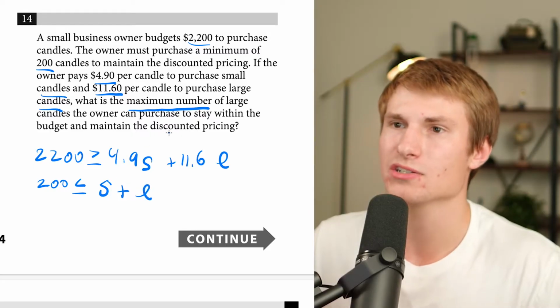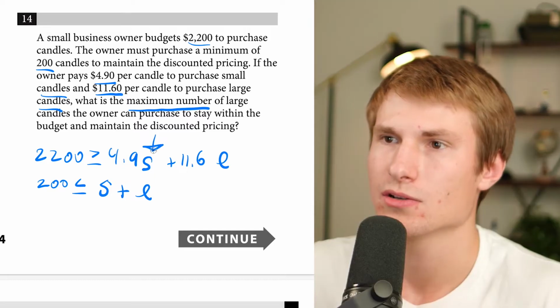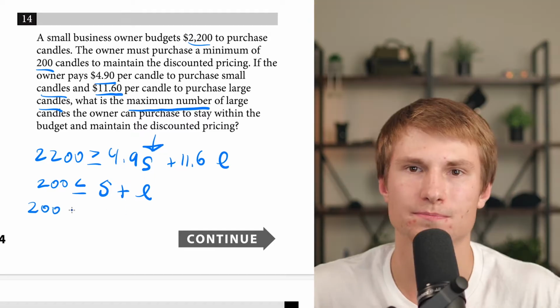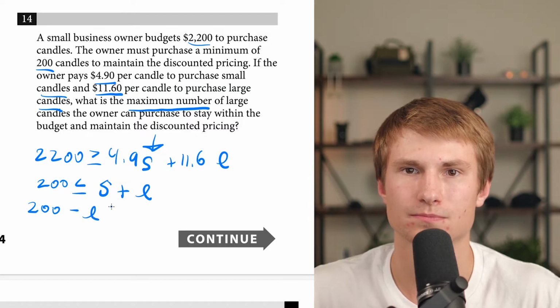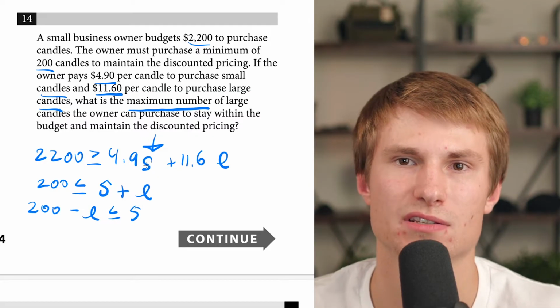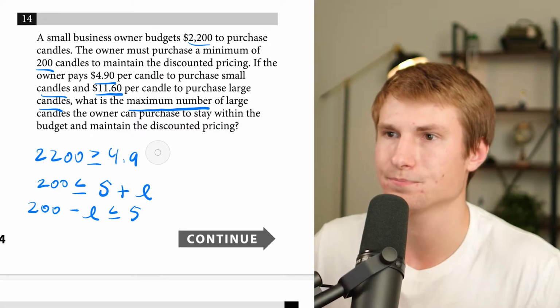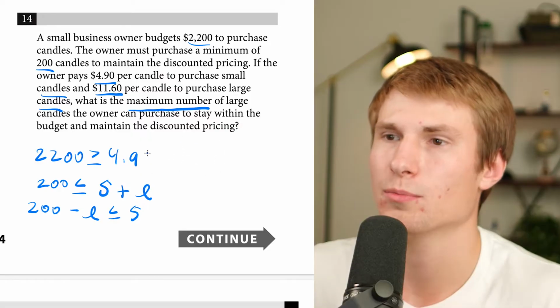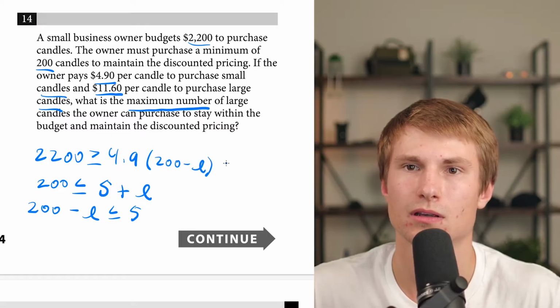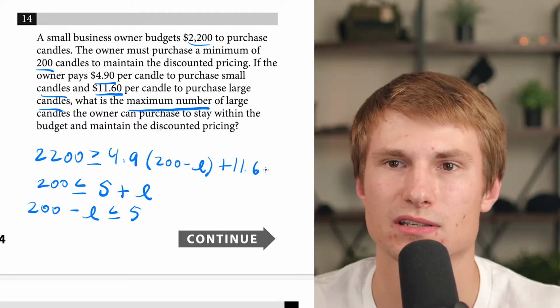Now, we need to solve for the number of large candles. So we need to substitute in for this value of S. To do that, we'll have 200 minus L. It's going to be greater than or equal to S. Now we can substitute in for S. So it'll be 4.9 times S, which we can represent as 200 minus L. Keep in mind, we still have this plus 11.6 L.